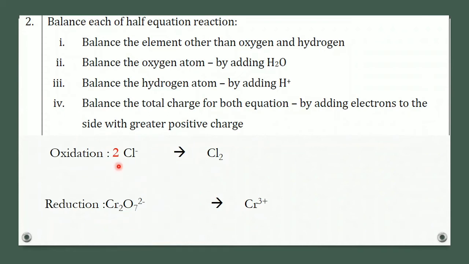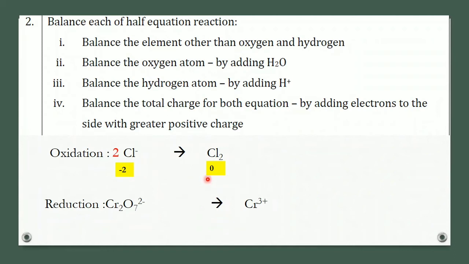So for the chloride ions, I have 2 chloride ions, so on my left side the charge will be -2. And on my right side, the chlorine molecule has no charge, so the charge is 0. So you can see on my left side the charge is -2, and on my right side the charge is 0, so the charges are not equal.